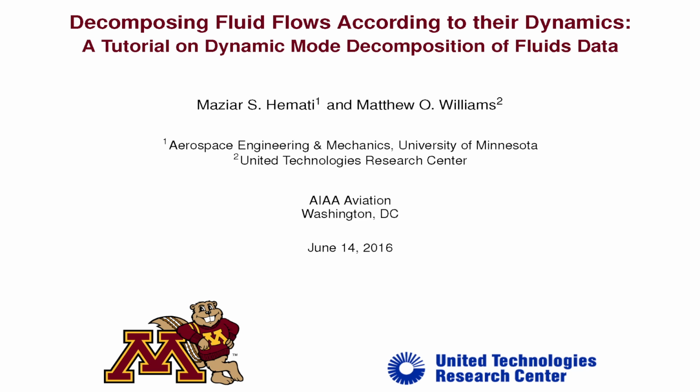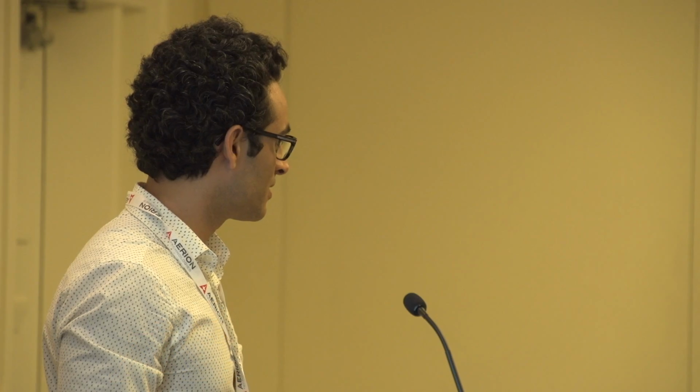Maziar received his PhD from UCLA. He then went on and did a postdoc at Princeton, and is now on the faculty at the Aerospace and Mechanics Department at the University of Minnesota. Matt Williams received his PhD from the University of Washington and then did a postdoc at Princeton. You're going to notice the theme here as we go on in this session. And he is currently a researcher at the United Technologies Research Center. So with that, we'll turn it over to Maziar.